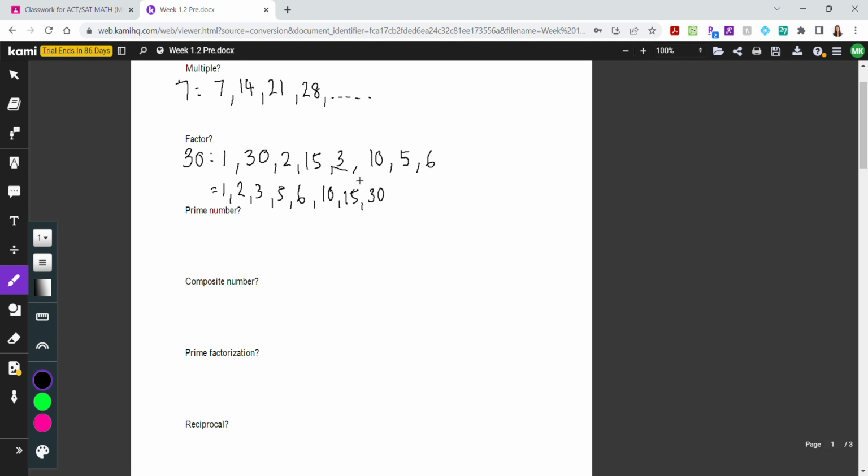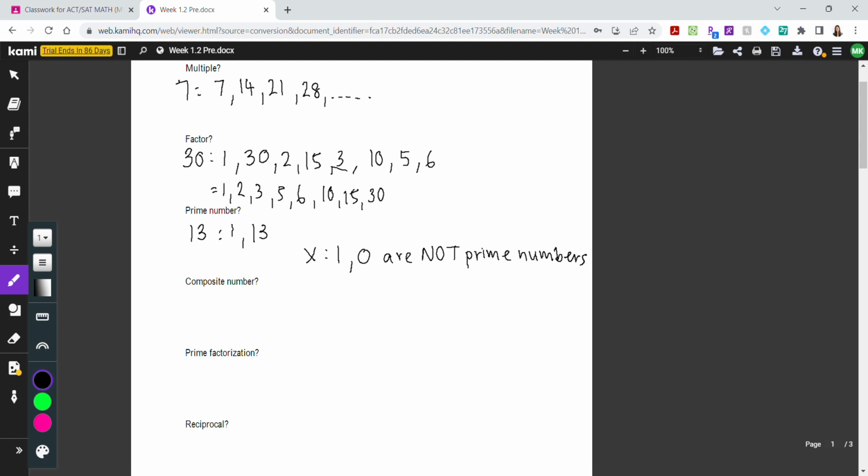For another example of a prime number, let's take the number 13. 13 is a prime number because its factors are only 1 and 13. It cannot be divided by any other number. And 1 and 0 are not prime numbers. We do not consider 1 and 0 to be prime numbers.